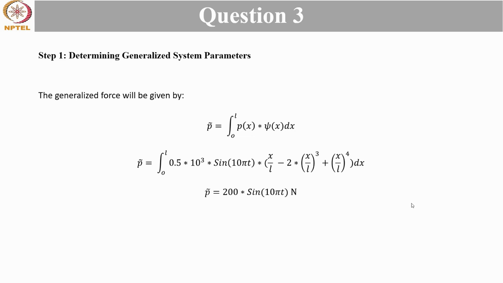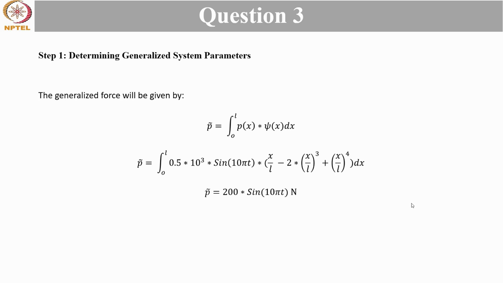So it will be given by P naught sine omega t. Now what is the value of omega? Omega is nothing but 2 pi f. F is 5 hertz, so omega will become 10 pi. So the external force is nothing but P naught sine omega t, so it is 0.5 into 10 to the power 3 sine 10 pi t Newton, and we know the deflection profile. So upon integration of the whole function from 0 to L, we'll get the generalized force to be 200 sine 10 pi t Newton.